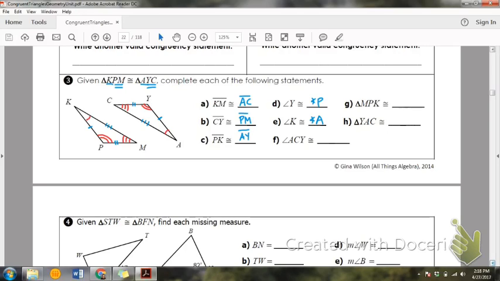And then it says angle ACY. When it's asking for the angle ACY, it's asking you to write things in order. So you're going from A to C to Y. So when we go from A to C to Y, that means I'm going from 1 arc to 3 arcs to 2. So in the other diagram, to go 1 arc to 3 arcs to 2 would be angle KMP.